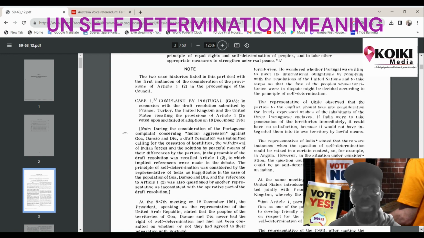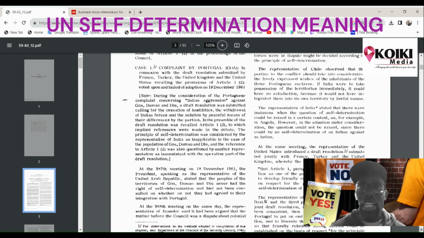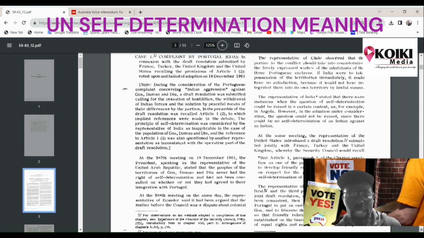987th meeting on the 18th of December 1961, when the president, speaking as representative of United Arab Republic, stated that peoples of the territories of Goa, Daman, and Diu never had the right of self-determination and had not been consulted on whether or not they agreed to their integration with Portugal. Just like báwa náà ṣe agree with that union of the 1914 amalgamation.